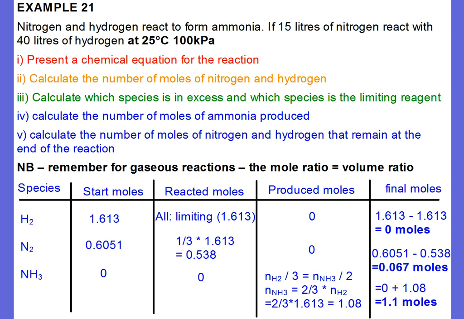Now to go to significant figures. So because hydrogen was our limiting reagent, we used the moles of hydrogen in all our calculations in figuring how much nitrogen reacted, and how much ammonia was produced, and therefore we use this value, the 40 litres, as our foundation of all our calculations. Therefore all our numbers have to go into one significant figure. So it's 0 moles, 0.07 moles, and 1 mole.